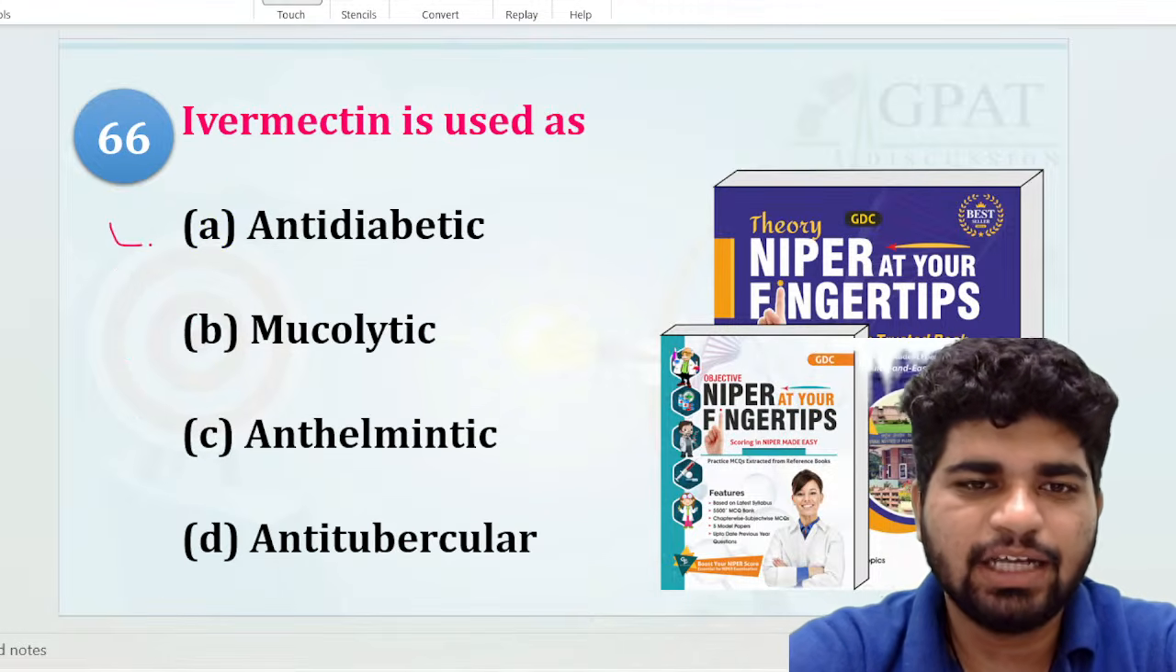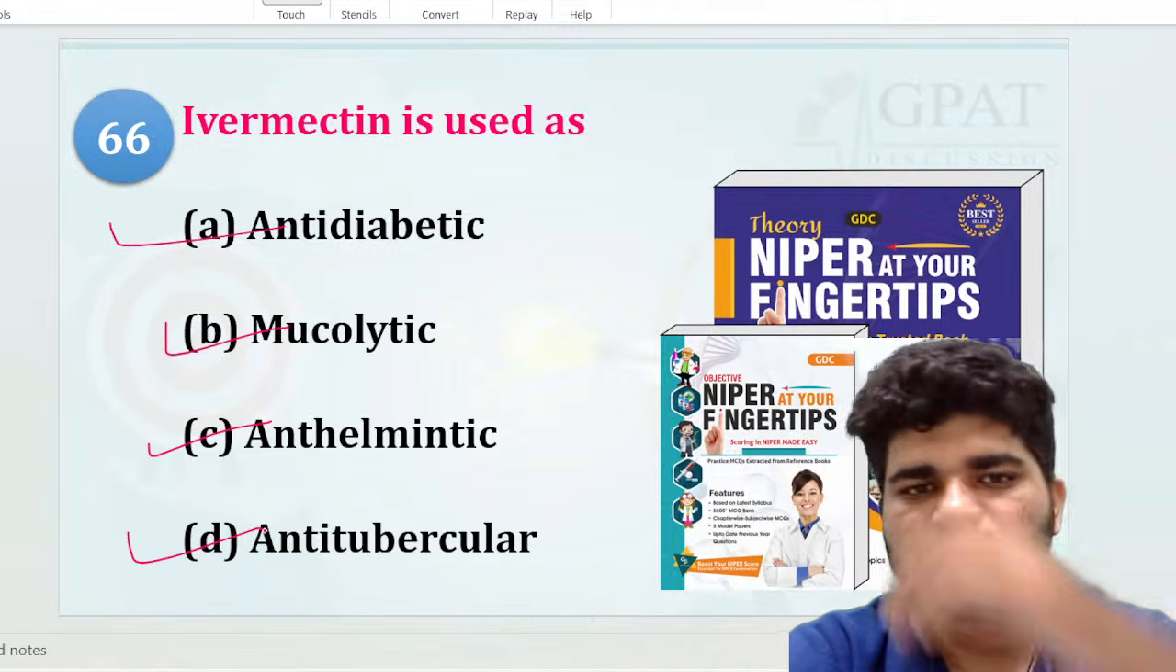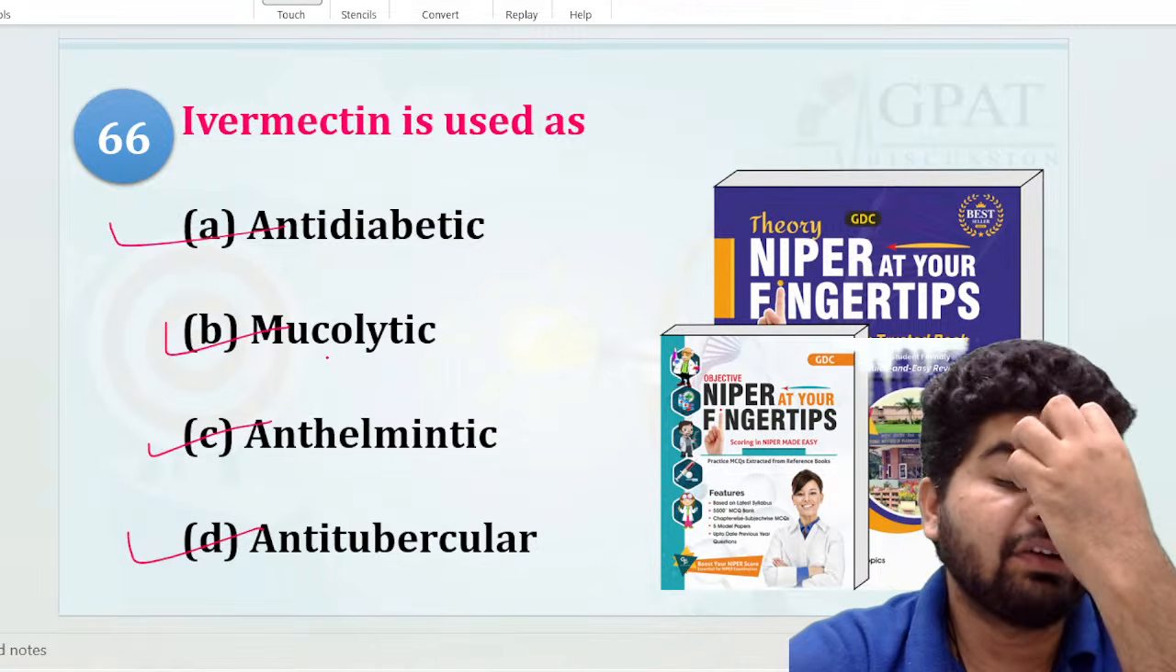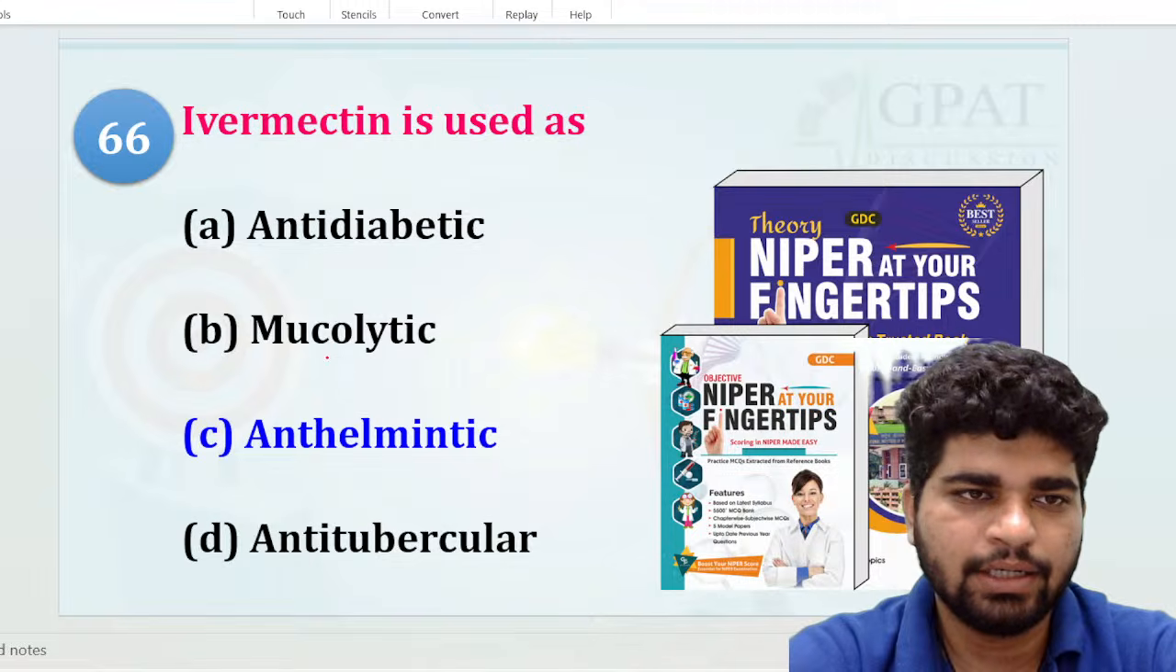Ivermectin is used as an anti-diabetic, mucolytic, anthelmintic, or anti-tubercular drug? Ivermectin, guys. Simple, easy. That is nothing but your anthelmintic drug.